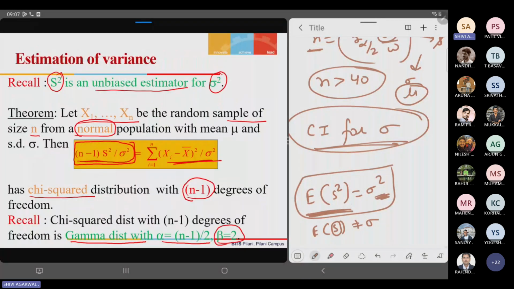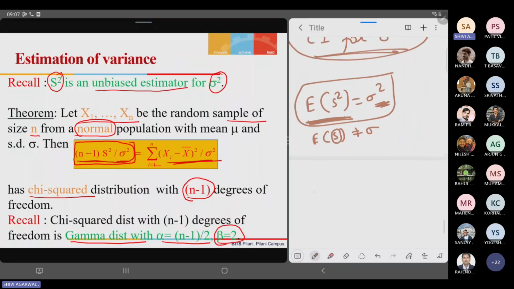N minus 1 s square upon sigma square. Do you remember the formula of s square from the last class? That is summation i equals 1 to n, x i minus x bar whole square, upon n minus 1. So this n minus 1 and this n minus 1 cancel out. So instead of s square we are using n minus 1 s square, divided by sigma square. Okay, Arjun?